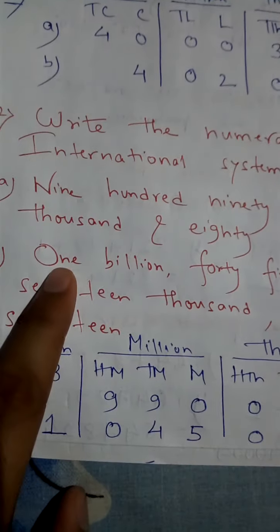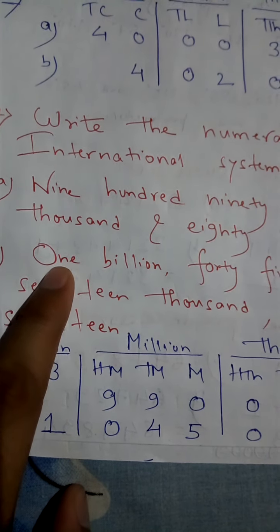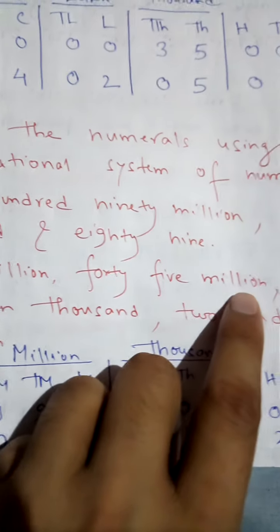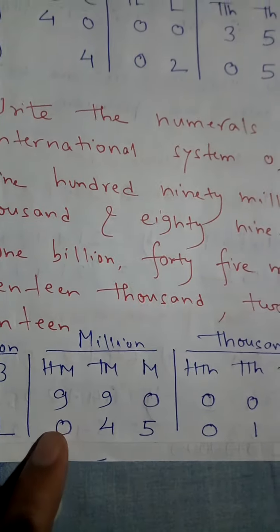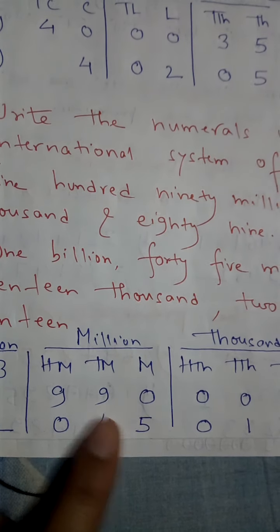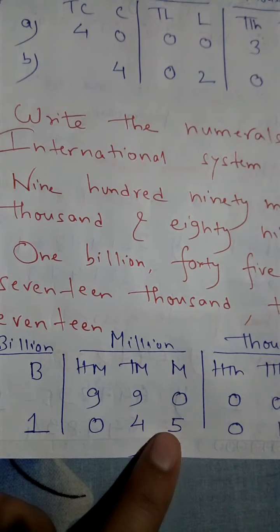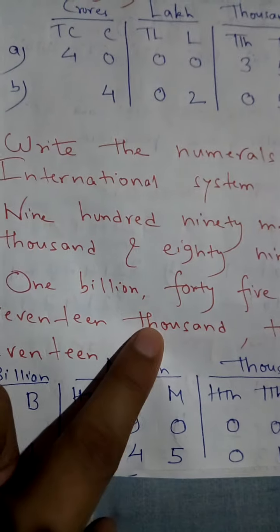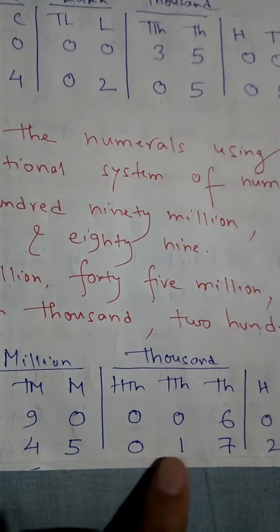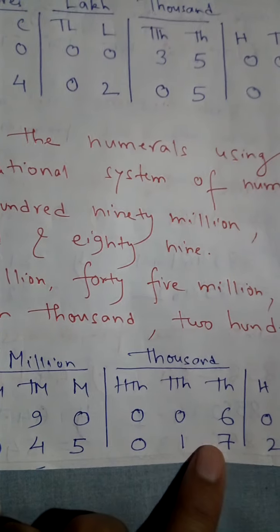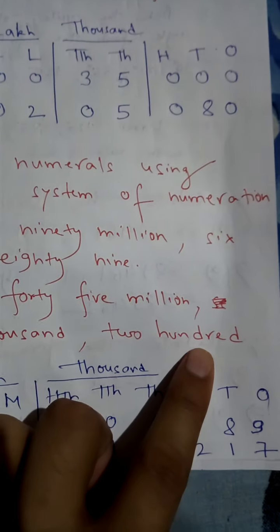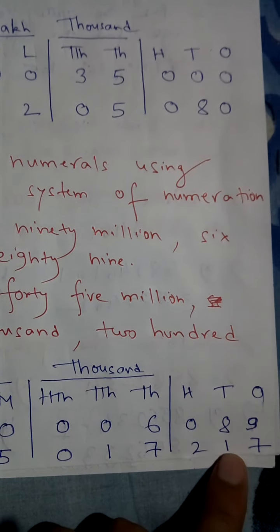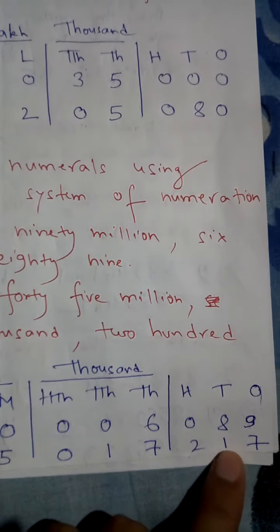The next question is 1 billion. Starting with 1 billion, under billion I have written 1. Then you have 45 million, so 45 means 045. This is 45 million. Then we have 17,000, 17, so 017. This is 17,000. And the last one is 200, 217. So at last 217.